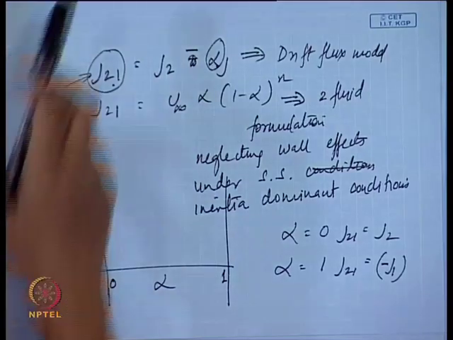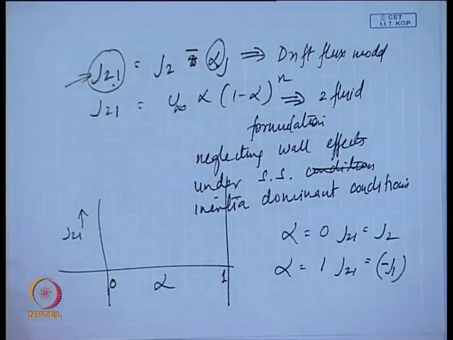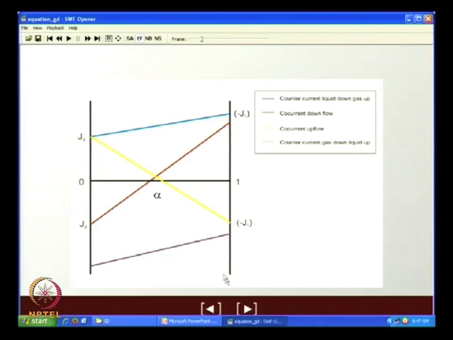Now, let us see what type of curves you are going to expect and what you are going to get. Suppose you have co-current upflow. That means J2 is positive and J1 is positive, or minus J1 is negative. So, this is the curve for co-current upflow, right.